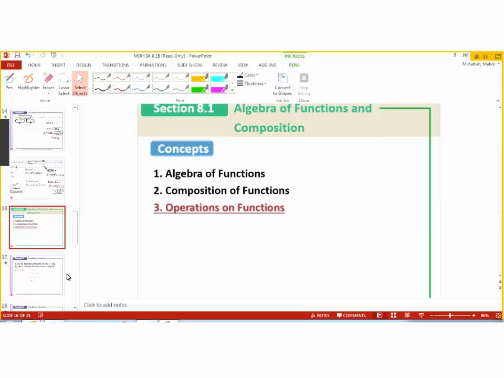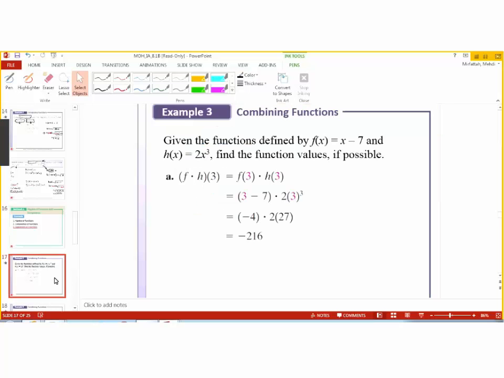So we talked about algebra of functions, how to add, multiply, subtract, divide functions. We looked at composition of functions, how to deal with that, and operations of functions. We'll look at that now. Now, let's take a look at this example. Given the functions defined by f of x is equal to x minus 7, and h of x is 2x to the power of 3, we want to find the function values if possible.